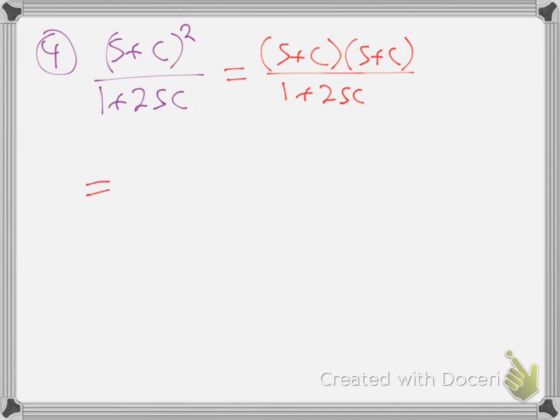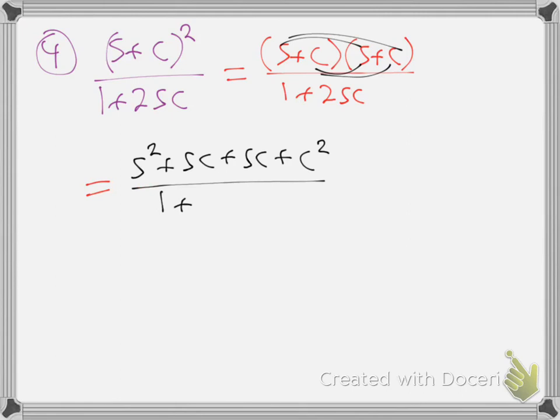So then on the top, we FOIL out, what do we get? S squared plus SC plus SC plus C squared. Let's leave the bottom the same. How are we doing? Are we okay to there? And now can we combine like terms on the top? Just kind of like algebra, it's x's and y's. It's 1 SC and 1 SC makes 2 SC on the top up there.